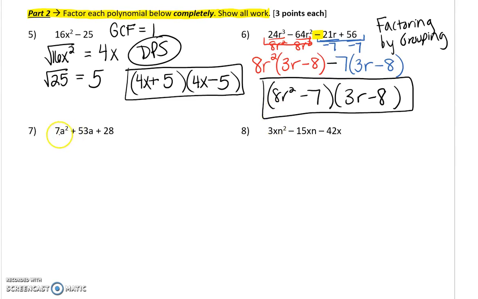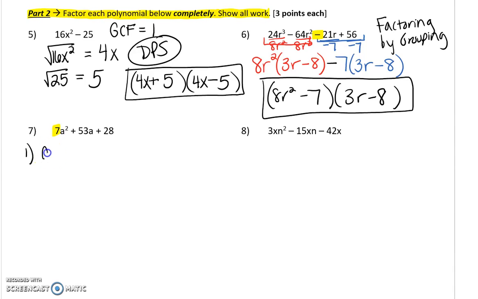In number 7, we see a trinomial. The first thing, of course, that we're going to look for is a GCF. The only thing common to 7, 53, and 28 is a 1, which isn't going to help us, and then there are no A's in common to all 4 terms. So the GCF is 1, which does not help us, so what we have to end up doing here is, because the coefficient in front of the A squared is not 1, this is going to be our AC method.